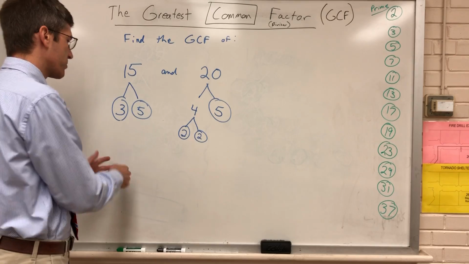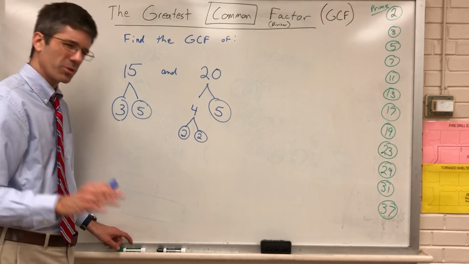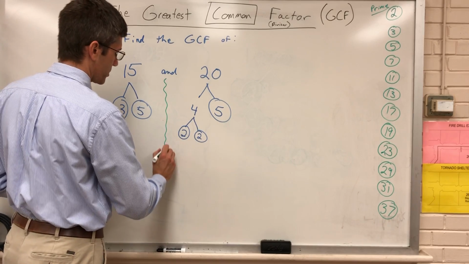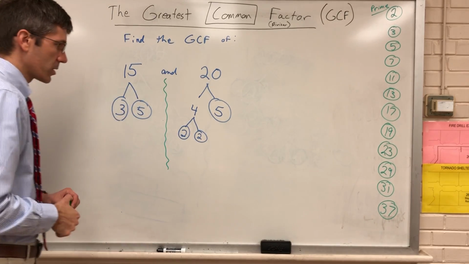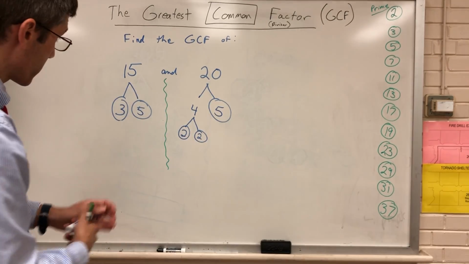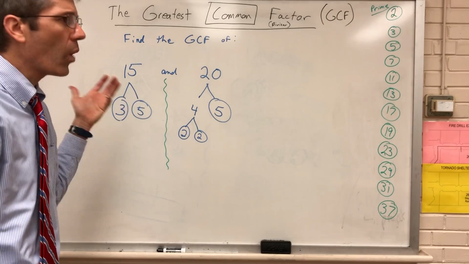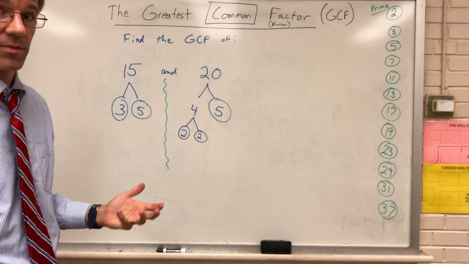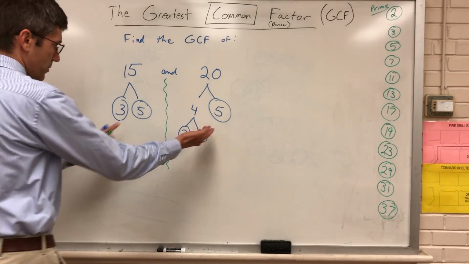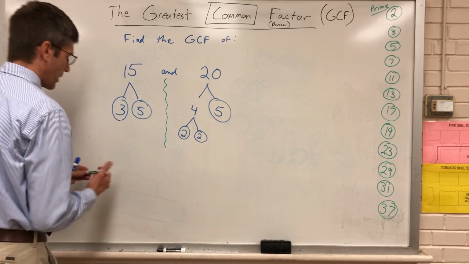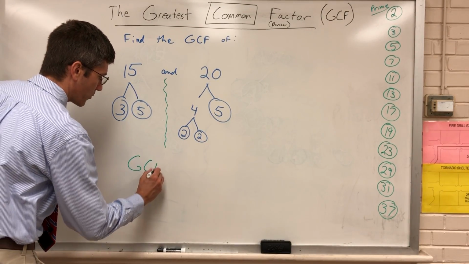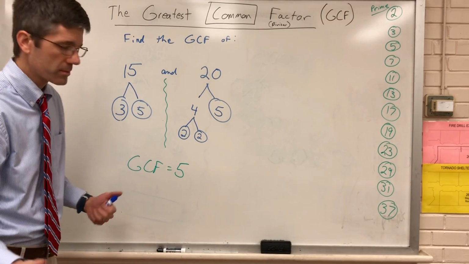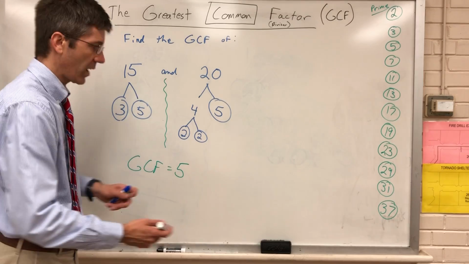Now, I'm not going to write 3 times 5 and 2 squared times 5. It really doesn't help me with this process. But what I am going to do is draw a squiggly line in between them. And I'm going to look at these two sides, and I'm going to say, what prime numbers have I circled here that I also circled here? And the answer is 5. And it's kind of obvious. I mean, it's here, it's here. So in this case, the greatest common factor is 5. And when I say is, I'm going to put equals. Okay? So the greatest common factor is 5.